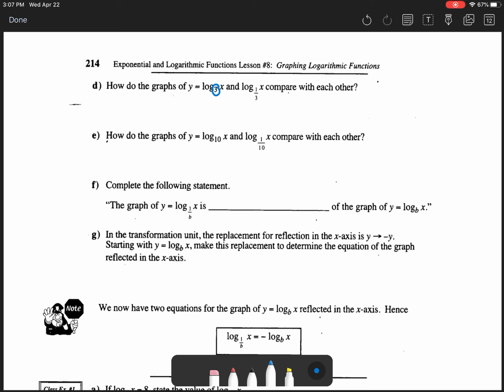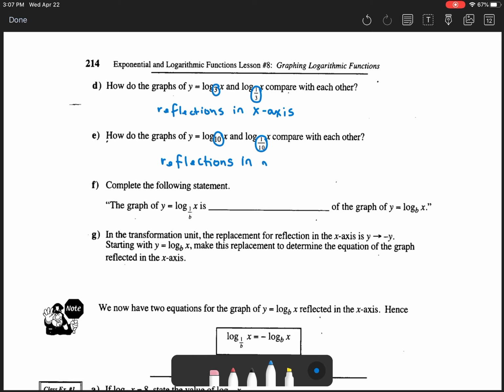Okay, next page. So just some characteristics and questions about what we noticed from the calculations we did and the graphs that we created. How do the graphs of log base 3 of x and log base 1 over 3 of x compare with each other? Well, as I stated, they are reflections of each other in the x-axis.